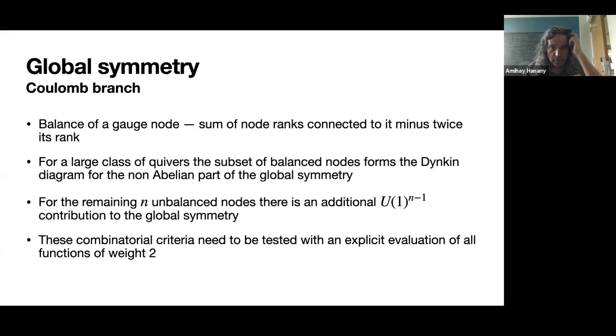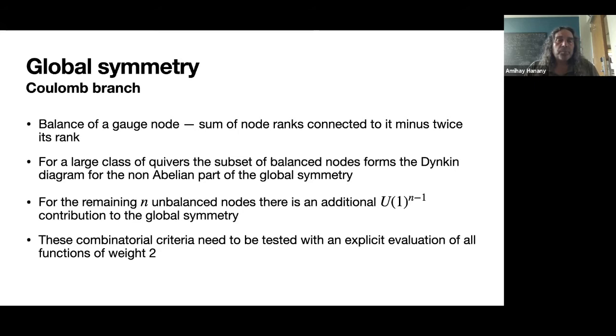So the condition goes like that. First of all, I define the notion of a balance. It's the sum of node ranks which are connected to the node I'm checking. I subtract twice the rank of this node, and this is called the balance of the node. If the balance is zero, I call it a balanced node.